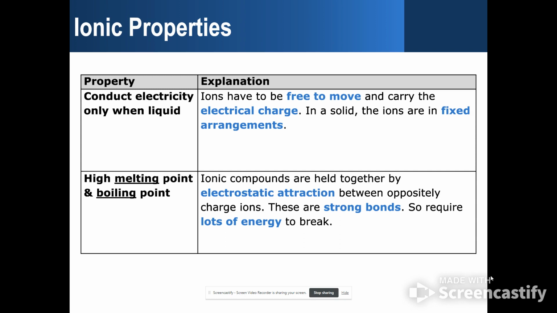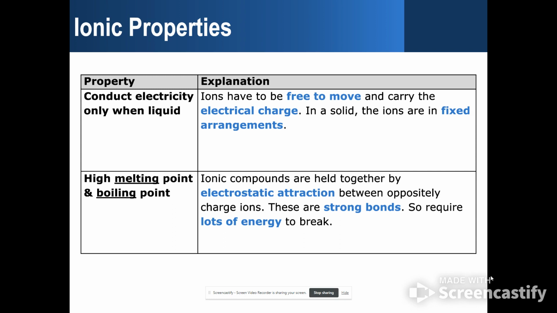High melting and boiling point count as 2 separate properties, and that is due to the fact that the electrostatic attraction between the oppositely charged ions is very, very big. Therefore, that means they're strong bonds and they're going to require lots of energy to break them. The properties there are physical. They are showing you how the ionic compounds interact with things around them, rather than chemical properties. Chemical properties are reactions that compound can have.